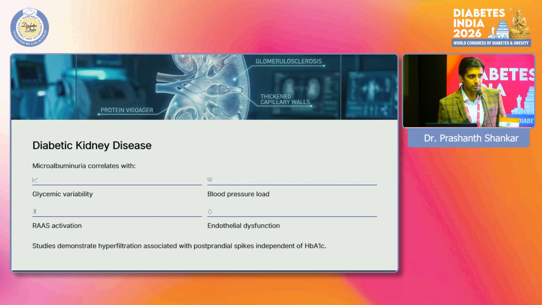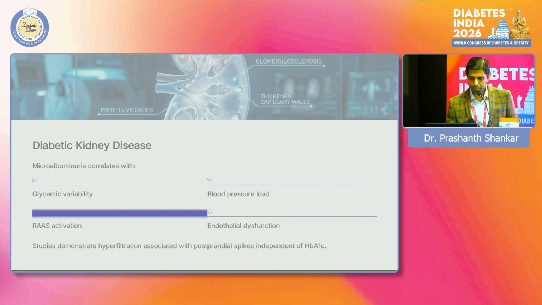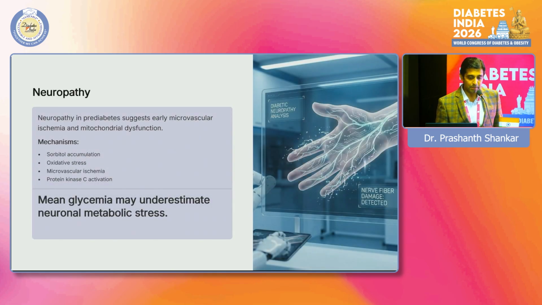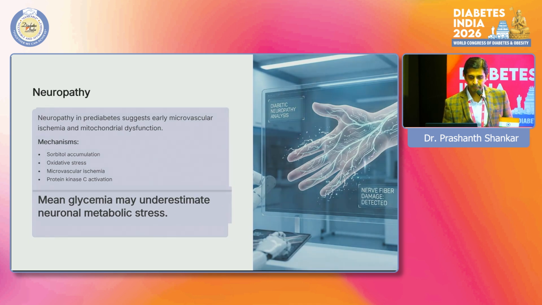Coming to diabetic kidney disease, which was alluded to in the previous lecture, microalbuminuria, you know, correlates with glycemic variability, the blood pressure load, the RAS activation, and endothelial dysfunction. And studies demonstrate hyperfiltration associated with postprandial spikes independent of HbA1c. Neuropathy in prediabetes is well documented. It suggests early microvascular ischemia and mitochondrial dysfunction. The mechanisms include sorbitol accumulation, oxidative stress, microvascular ischemia, and protein kinase C activation. And mean glycemia may underestimate the neuronal metabolic stress.